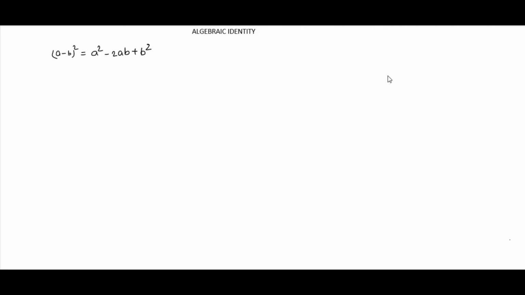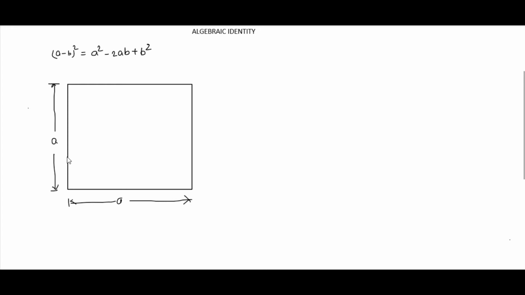So in this video we will prove the algebraic identity (a minus b) whole square equals a square minus 2ab plus b square. So let us draw a square of side a. Let's mark a point B here and the remaining portion will be a minus b. Same for this side, mark a point B and the remaining portion will be a minus b. Let's connect these points and make another small square.